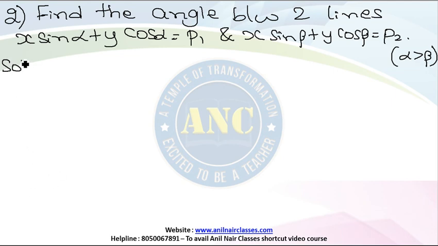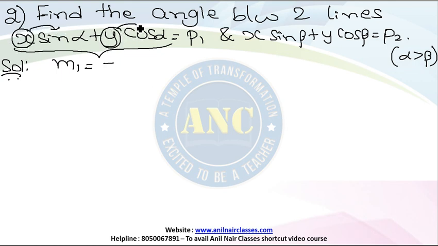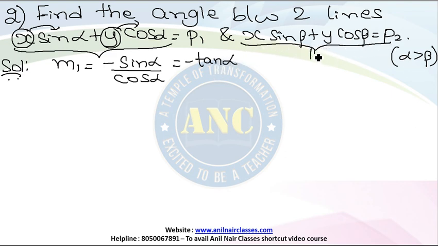Now if I want to find the solution for this, what is the slope of this first line? Slope is nothing but minus of coefficient of x, which is sin alpha, divided by coefficient of y, which is cos alpha. So it is minus sin alpha divided by cos alpha, which is nothing but minus tan alpha. Similarly, slope of second line m2 is given by minus of sin beta divided by cos beta, which is nothing but minus tan beta.